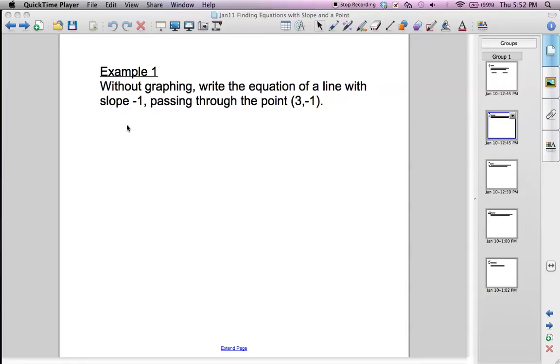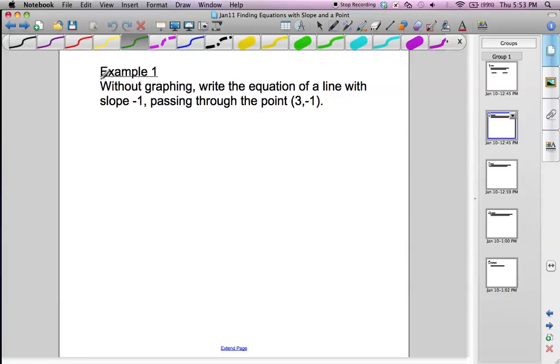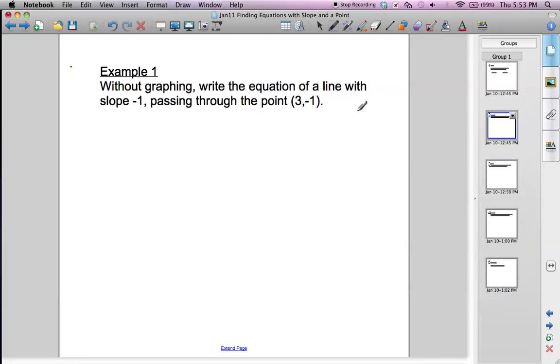Hello, this is Mr. Collier, and today we're finding the equation of a line given the slope and a point through the line. Okay, so first of all, let's look at this concept. If you have a point and you know the slope, then you can find other points, and you know there's exactly one line through those points.